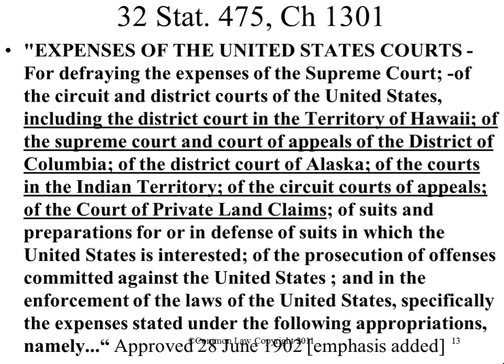And so this is 32 Stat 475, which is the page before the particular section that they're talking about. And expenses of United States courts, okay, for defraying the expenses of the Supreme Court, the Circuit and District Courts of the United States, including, okay, so then the word including is limiting, okay, the District Court of the Territory of Hawaii, the Supreme Court, the Court of Appeals of the District of Columbia, the District Court of Alaska, the Courts of the Indian Territory, and the Circuit Courts of Appeals and the Court of Private Land Claims. Those are all territorial courts. All those courts are in the District of Columbia. And so it's talking about territorial courts here. And so anyways, that's the point I wanted to make with this.